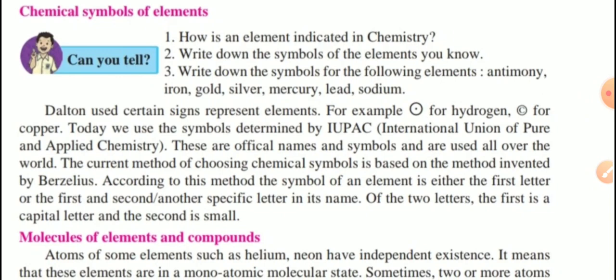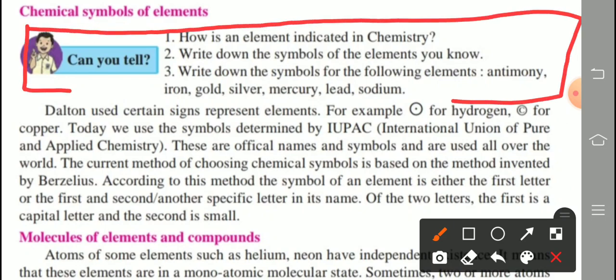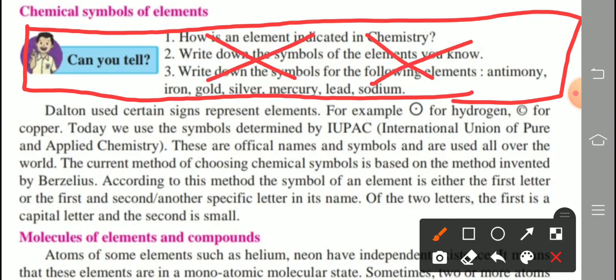Today we start the next point, that is chemical symbols of elements. Now first of all we see in each point which part is omitted. Here, chemical symbols of elements, can you tell which part is omitted? Check there. This is the omitted part. All are getting? Now see what is remaining in the next paragraph. Dalton used, now this is the omitted part, clear? Please note.